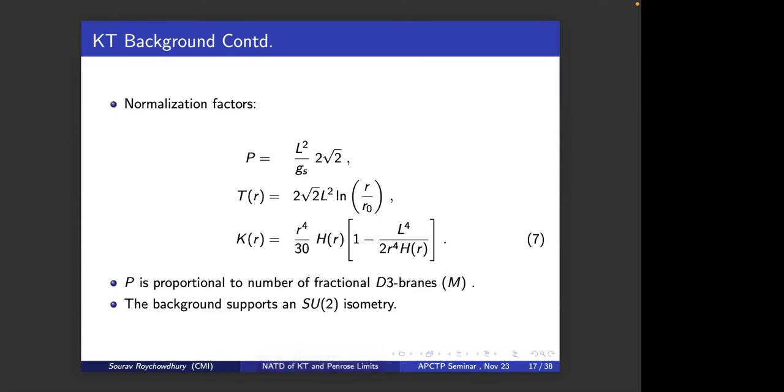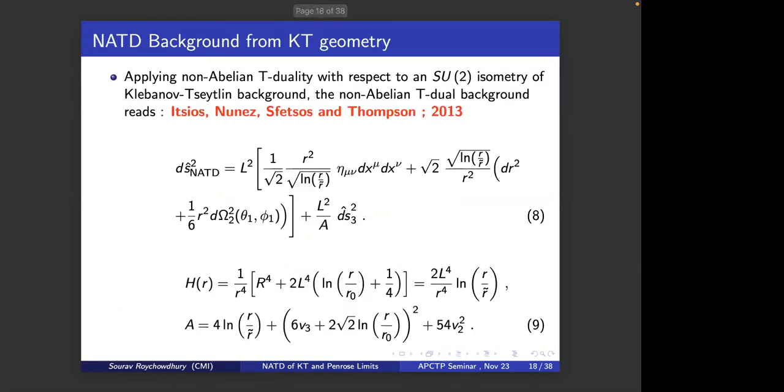Now if we study the Killing algebra for the Klebanov-Tseytlin background, it turns out that it supports an SU(2) isometry. Your algebra is the SU(2) algebra, so your background exhibits an SU(2) isometry. The Swansea group took care of this SU(2) isometry and T-dualized the Klebanov-Tseytlin background, applying non-abelian T-duality with respect to this SU(2) isometry, and they end up with this background.